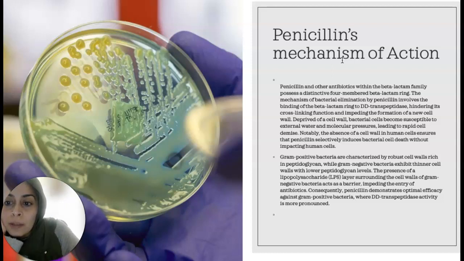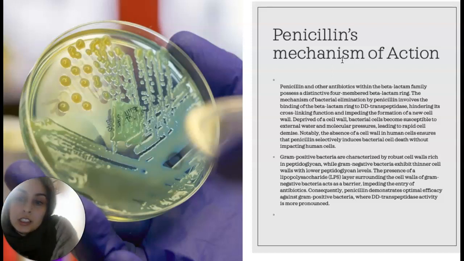Deprived of a cell wall, bacterial cells become susceptible to external water and molecular pressure, which leads to rapid cell damage. The absence of a cell wall in human cells ensures that penicillin selectively induces bacterial cell death without impacting human cells.